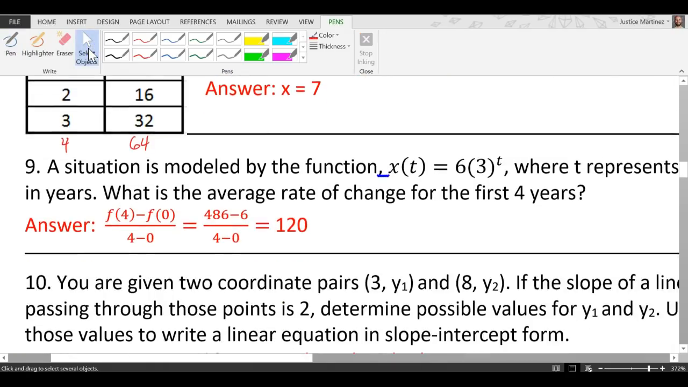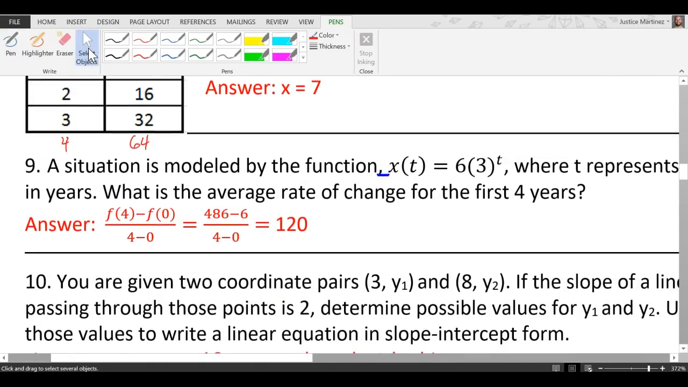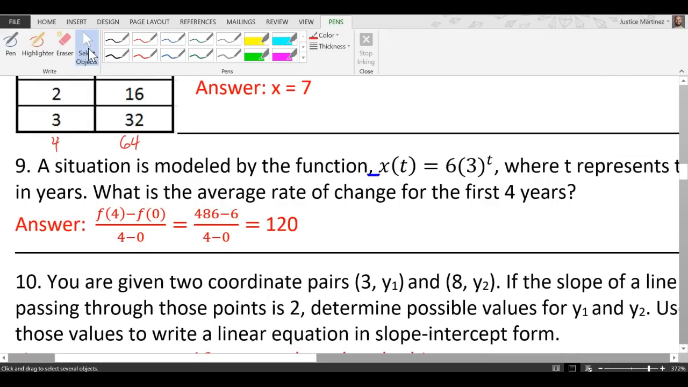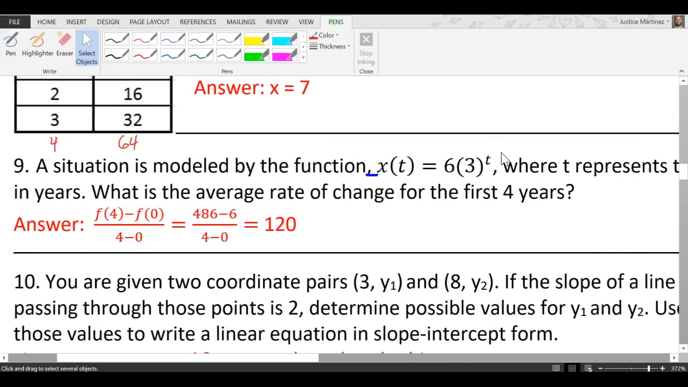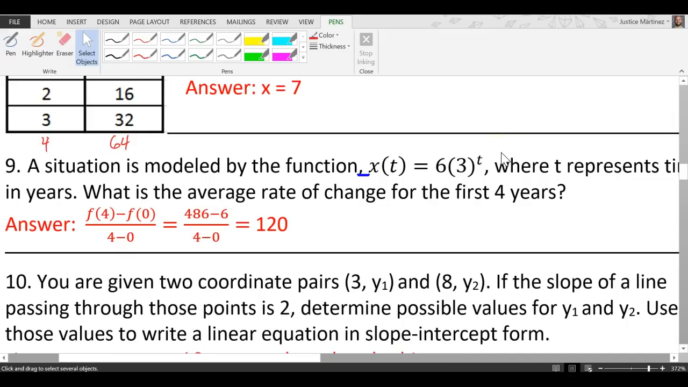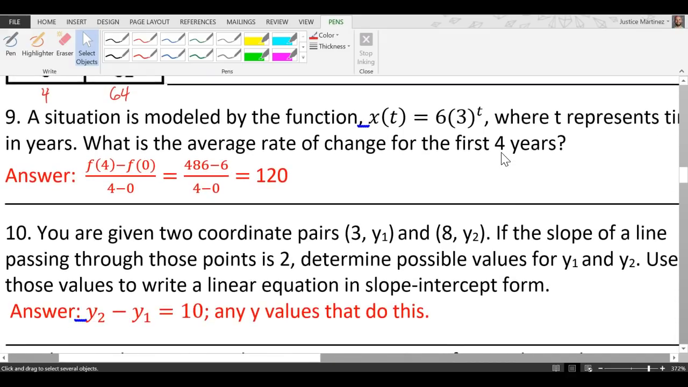All right, so next we are looking at number 9. A situation is modeled by the function x of t is equal to 6 times 3 to the t power, where t represents time in years. What is the average rate of change for the first 4 years? This is the simplest way to show this. F of 4, because we want the last value here, minus f of 0.